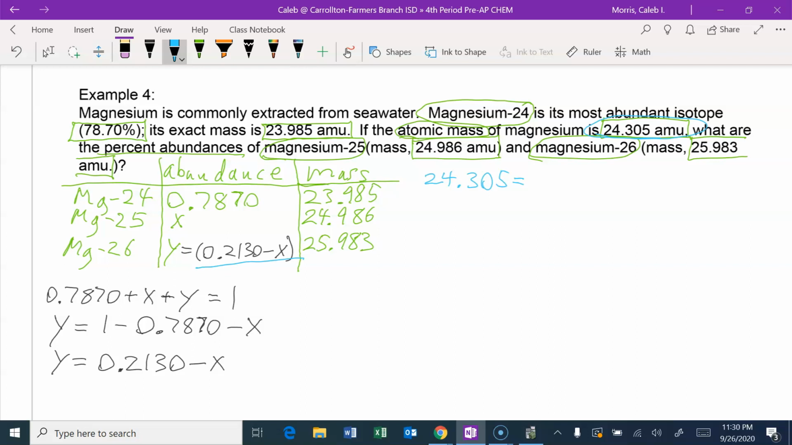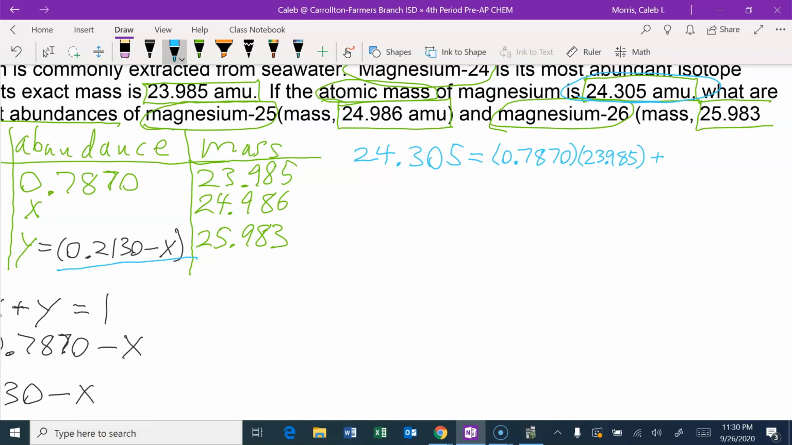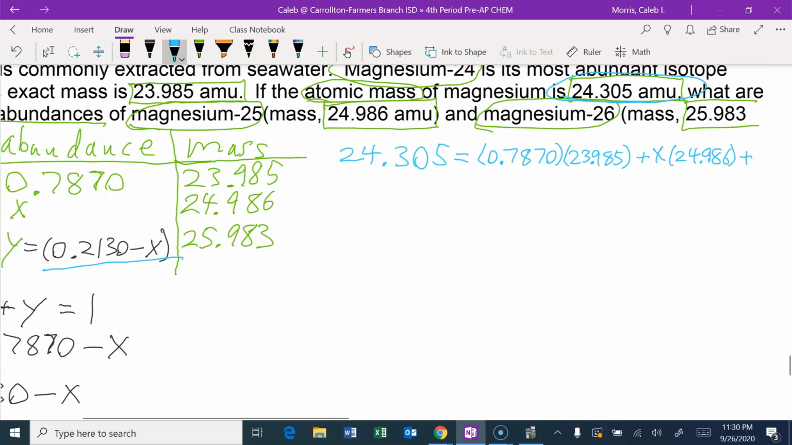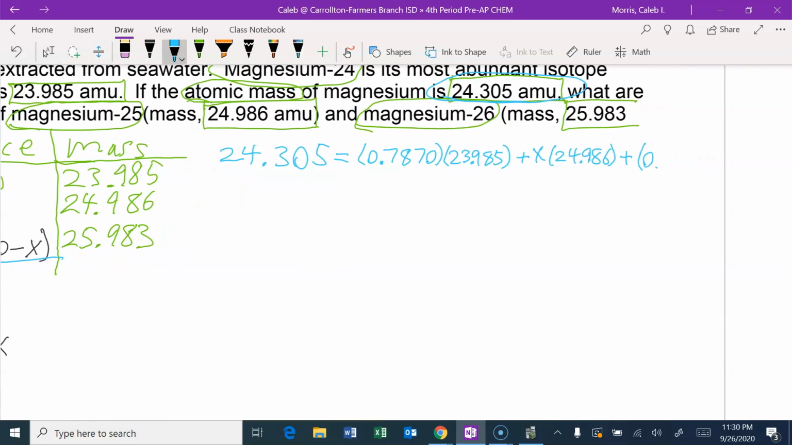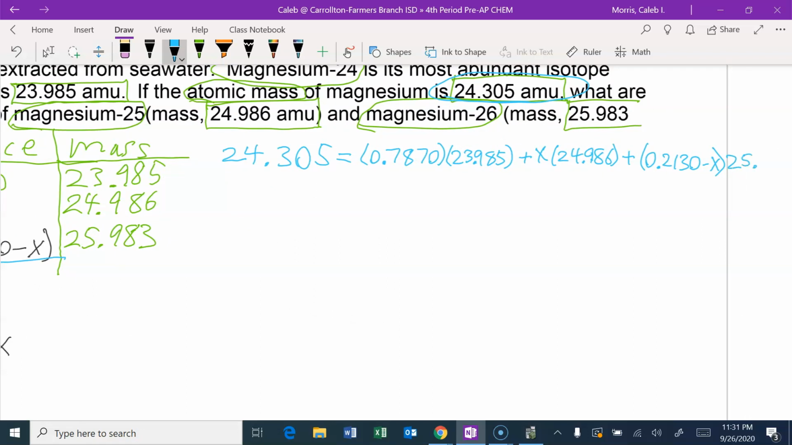So we're going to do our first abundance, which is 0.7870 times 23.985, plus X times 24.986, and then we're going to add that last factor, which is 0.2130 minus X, multiplied by 25.983. And then we're going to distribute.